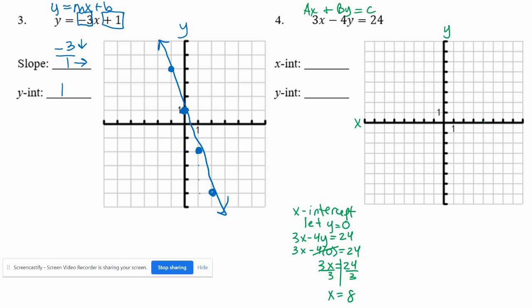So 1, 2, 3, 4, 5, 6, 7, 8 gives me this point right here. So your x-intercept is at 8. If you want to write it as an ordered pair, x was 8, y was 0.